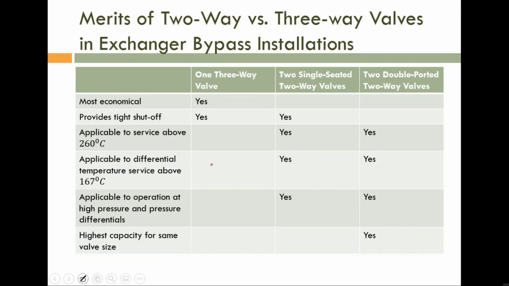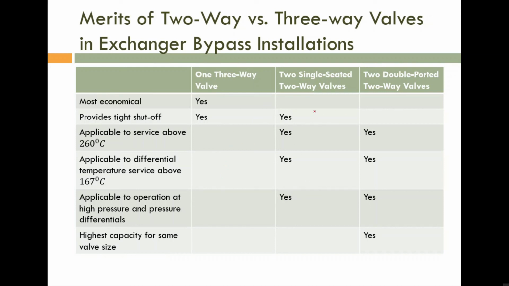This is actually applicable if you are using a three-way valve for mixing purposes, then this condition is applicable here. Around the valve, if the temperature difference is 167 degrees, then we cannot use a three-way valve. We have to use two-way valves. Then if the operating pressure is high pressure, then also we cannot use a three-way valve. We have to use two-way valves. Okay, so this is a comparison between the three-way valve and two-way valves.